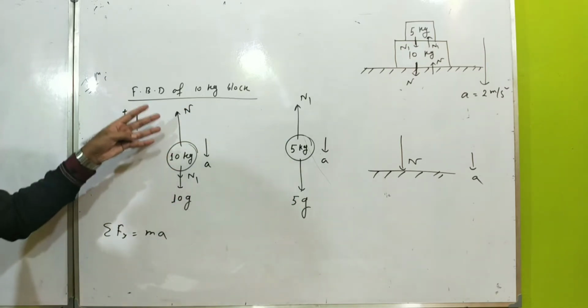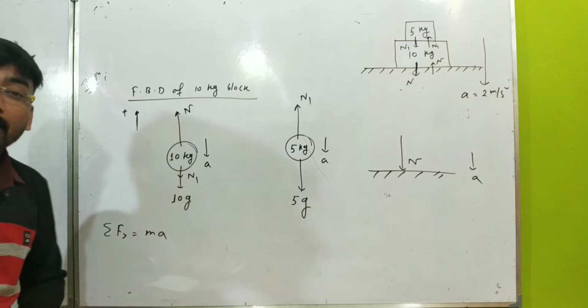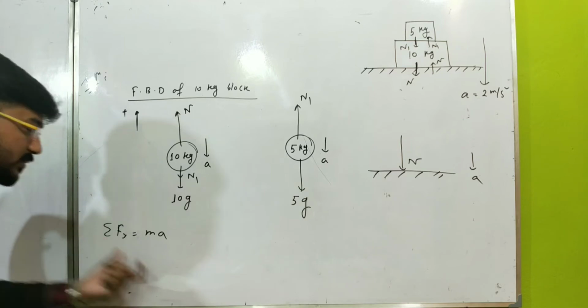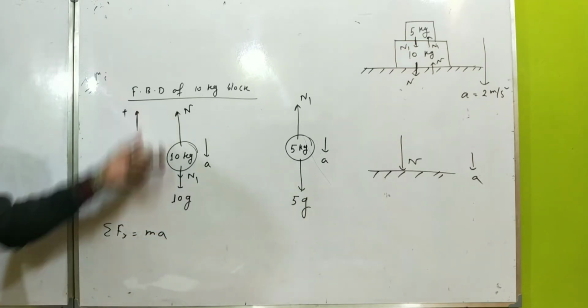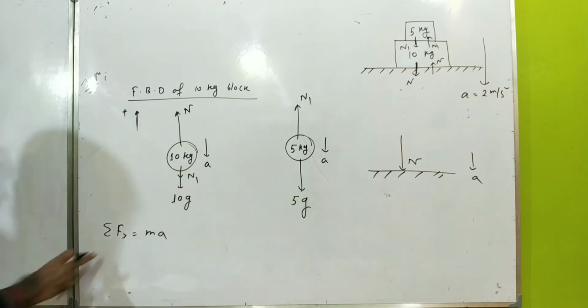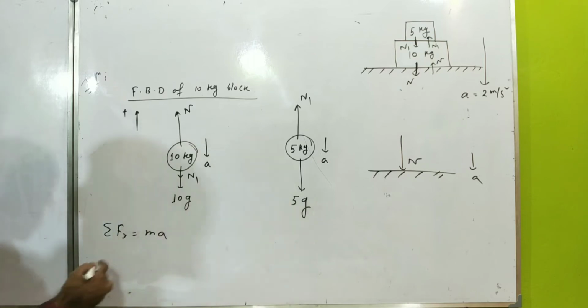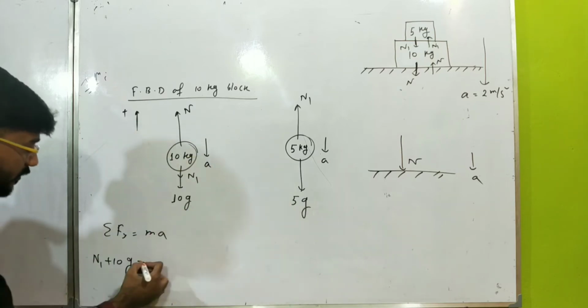So the forces which are along the acceleration we will take as positive, and those opposite to the acceleration we will take as negative, because in the summation the forces will appear. This is the algebraic sum, so we should add them algebraically with sign convention. So summation Fy is nothing but N1 plus 10g, N1 plus 10g is equal to Ma.